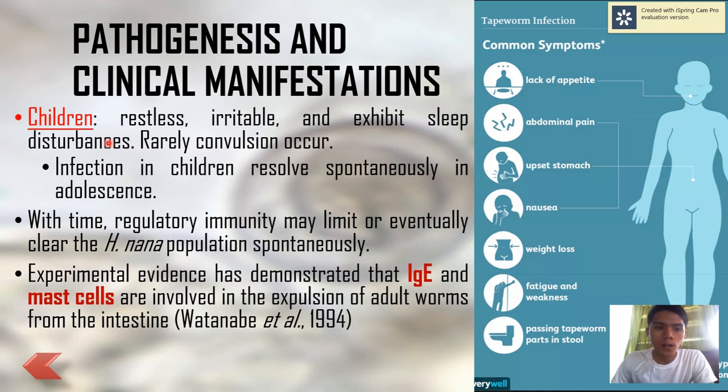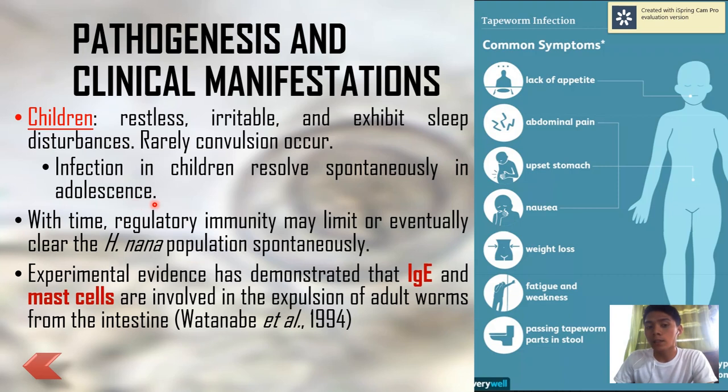The high-risk group is children. Children infected with this tapeworm will experience restlessness, irritability, and sleep disturbances. Rarely, convulsions occur, in cases of heavy infection. Convulsion is due to the immunological response. Our tapeworm induces an immunological response, humoral immunity. Infection in children resolves spontaneously in adolescence.